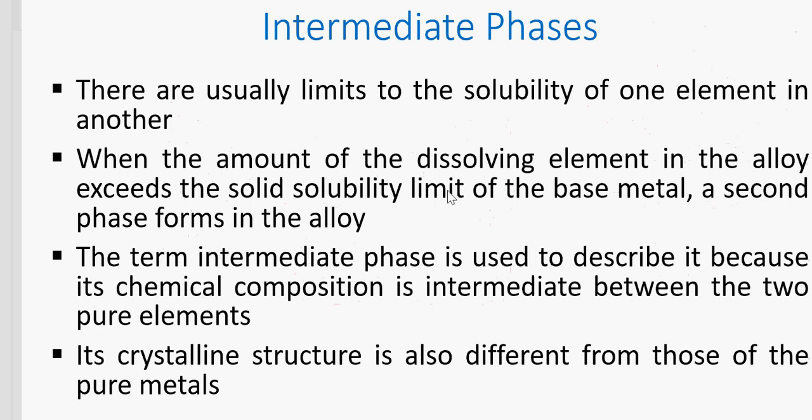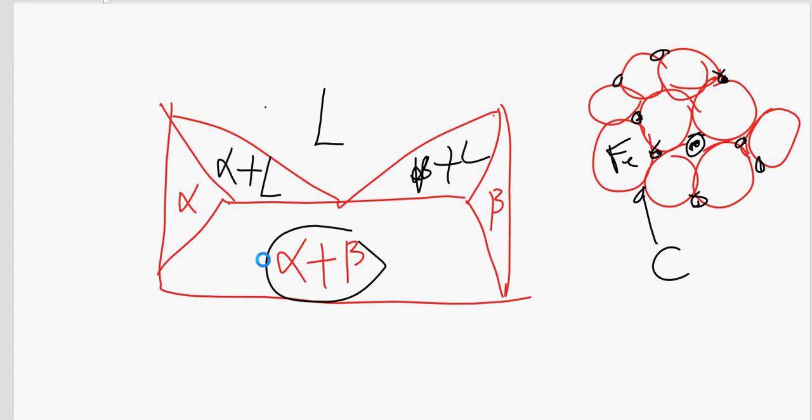So when the amount of dissolving element in the alloy exceeds the solubility limit of the base metal, a second phase forms in the alloy. This is exactly what it means. Here, it's moving from alpha to what? Alpha plus beta, or moving from beta to what? So this line here, the interface, is called the solubility limit. It means the limit here, alpha cannot be soluble in this region, so it now comes to what? Alpha and beta.